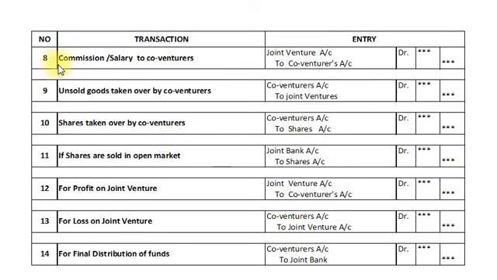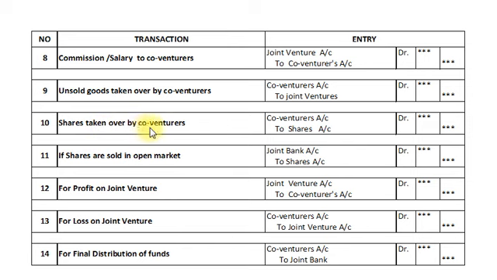Transaction number 8, commission or salary payable to co-venturers. Here commission or salary is an expense of joint venture, so joint venture account debit to co-venturers account, because co-venturers are the benefit giver to the joint venture, so their account will be credited. Unsold goods taken over by co-venturers. Co-venturers are the receivers. So co-venturers account debit to joint venture account.